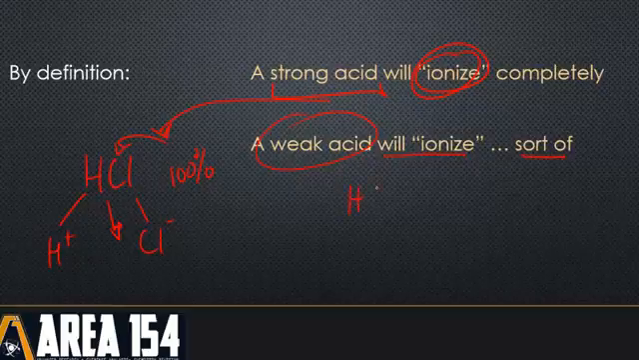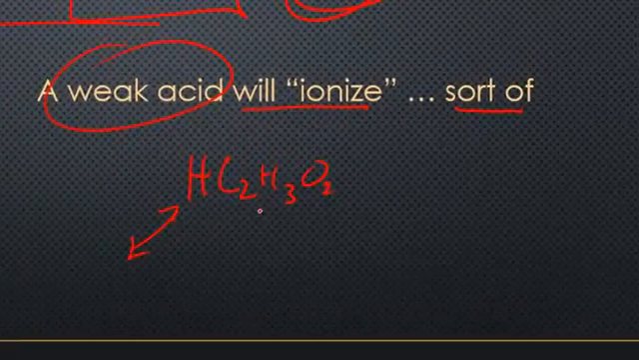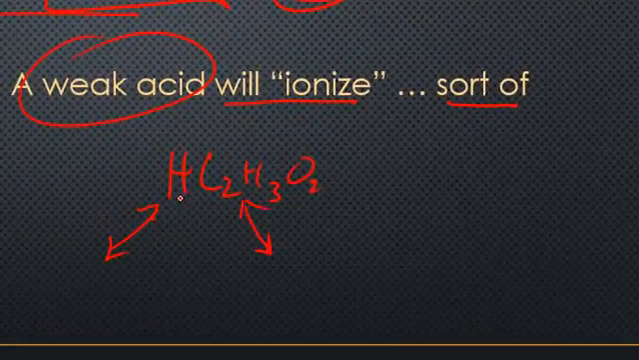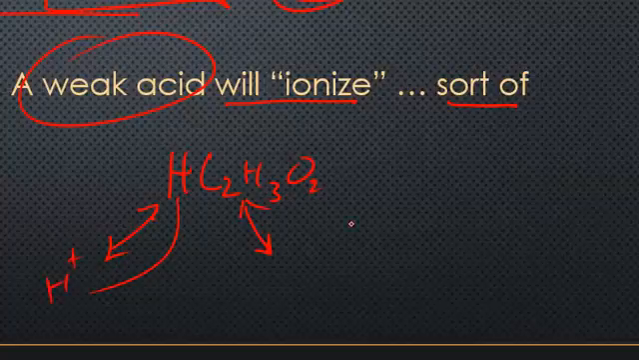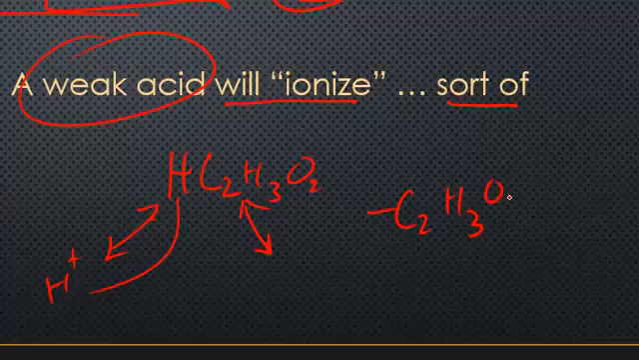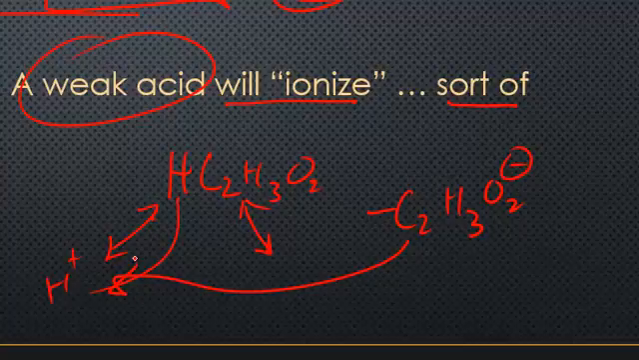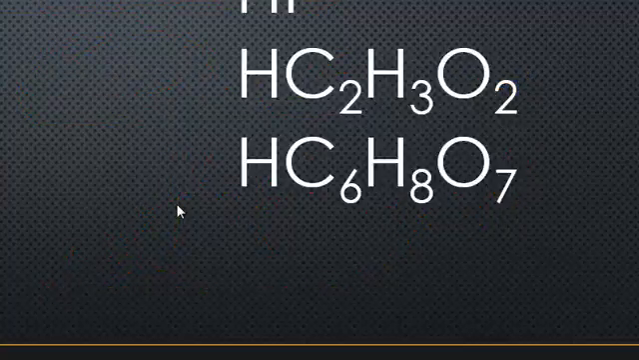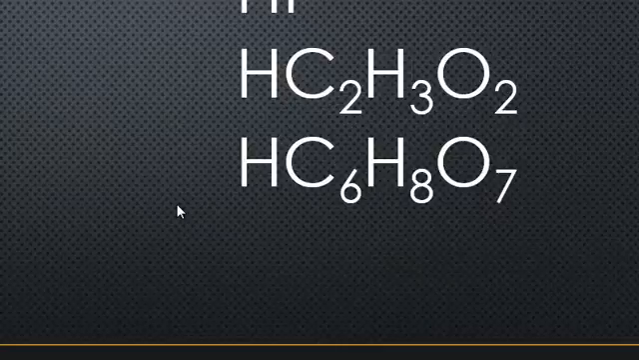Now, a weak acid is characterized by something that will ionize, sort of. So if you have, let's say, acetic acid, which is the acid that's in vinegar, so C2H3O2, it will kind of do this and then kind of go back. Some of the H's will pop off, and some of this acetate will cruise over here and have a negative charge. But then it goes back because it's a weak acid and it's only partially ionized.